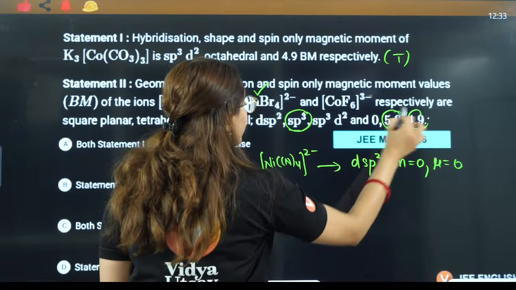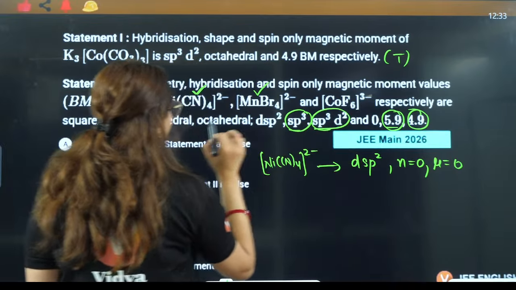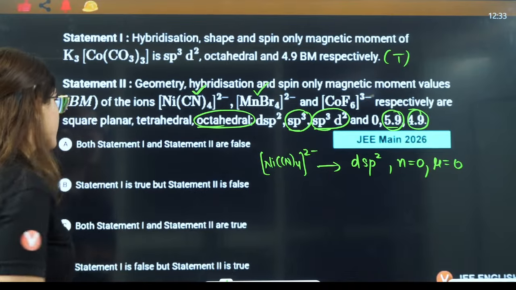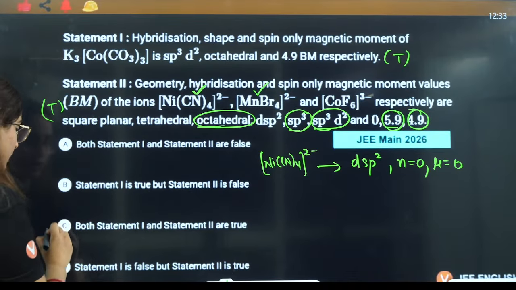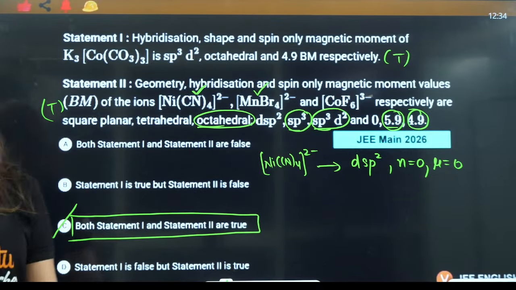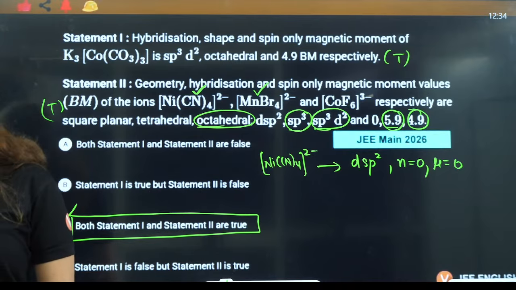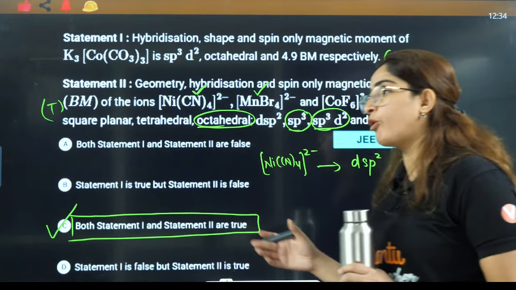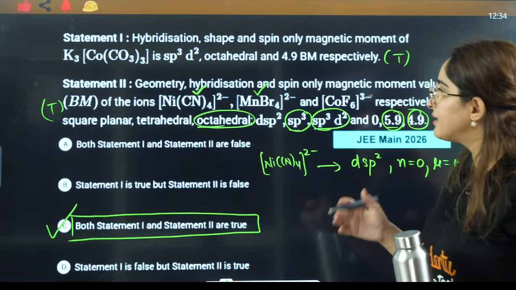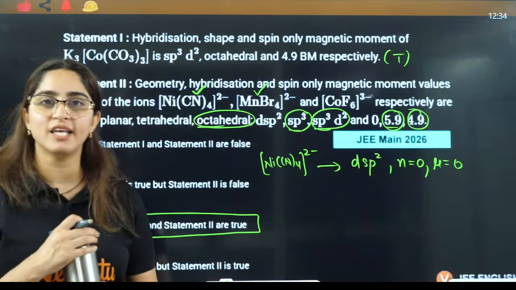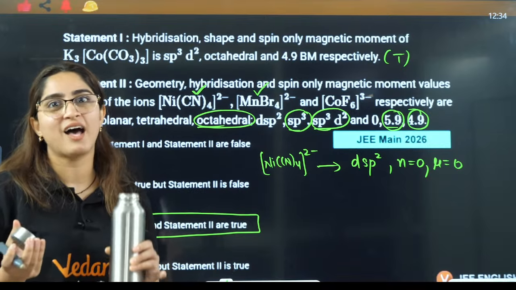Mu is 4.9, sp3d2, and that is octahedral. This whole is true. So you can say both statements 1 and 2 are true here. You can see they are asking the same kind of question, but they are making it a little lengthy. Either the question is complicated or the question is lengthy. I would prefer lengthy questions, at least you will get the answer, right?